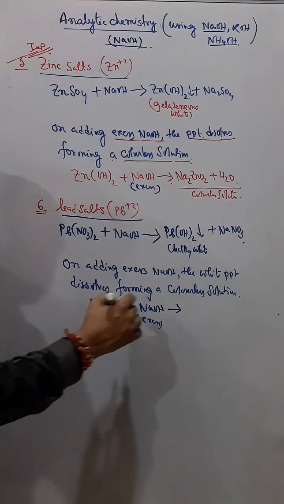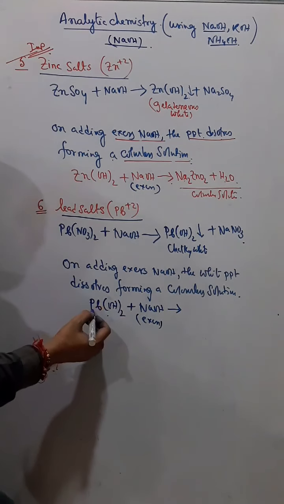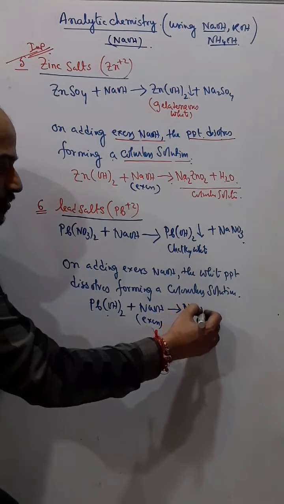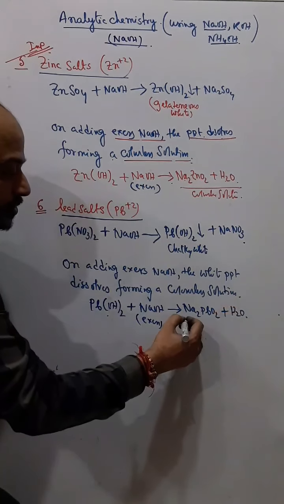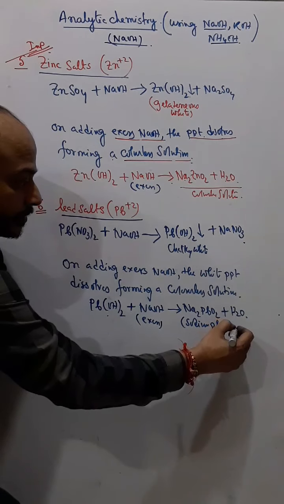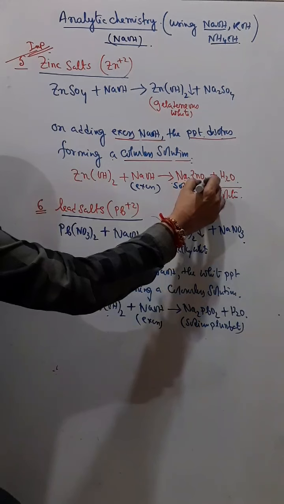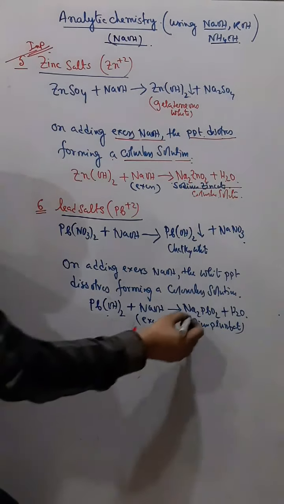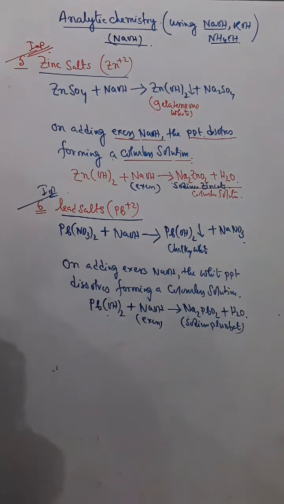and then we'll get here sodium plumbate. Because we are using lead here, sodium hydroxide, sodium plumbate. So that is Na2PbO2 plus H2O. So this is sodium plumbate, and this is sodium zincate. So this reaction is also very important.